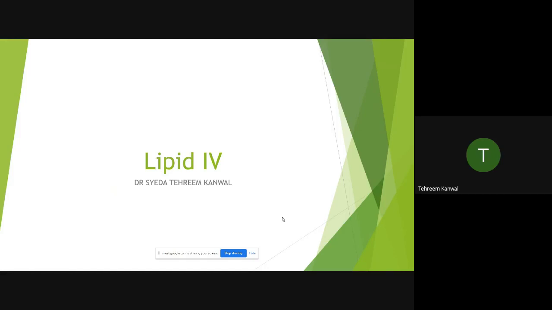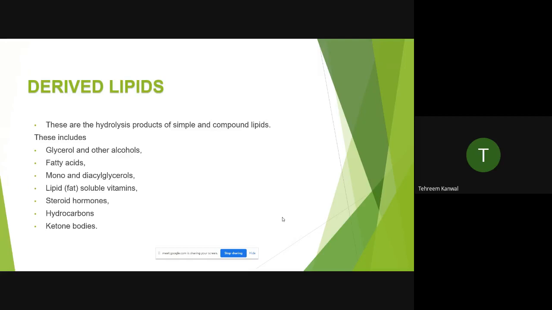This is Dr. Sayyada Tahreem Kamal, and today we will be discussing the fourth part of lipids. You have already done the simple and compound lipids, so I'm expecting you have a clear concept about them. Starting with the derived lipids: they are the lipids which are formed after the hydrolysis of simple and compound lipids.